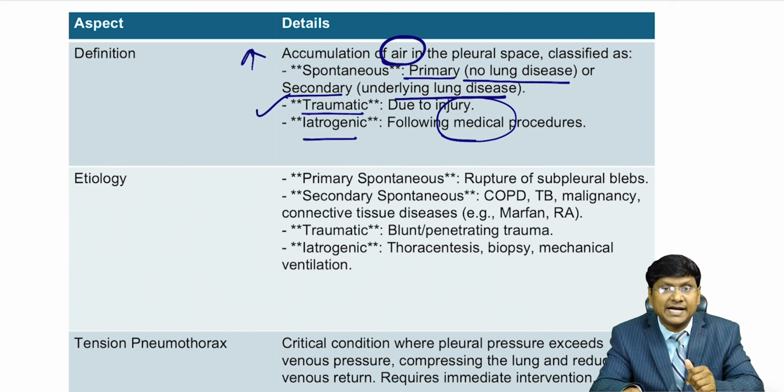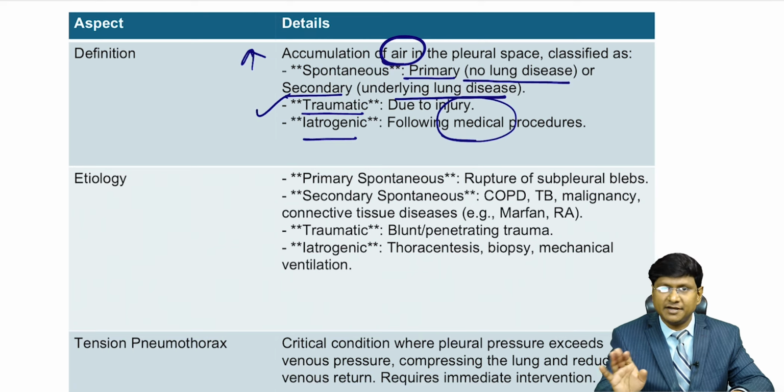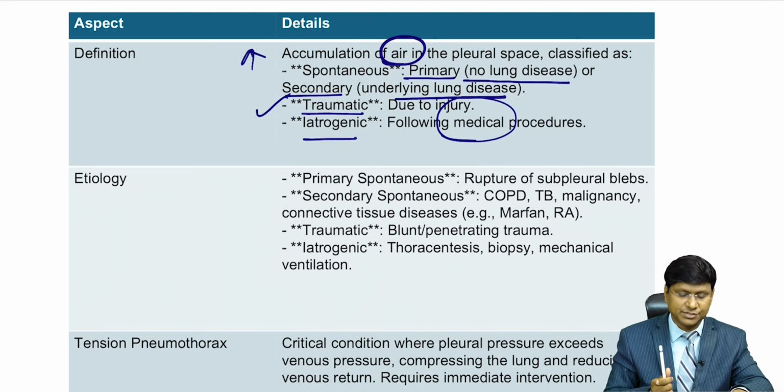So in case of the iatrogenic pneumothorax, the etiologies will be insertion of central venous catheter and patient placed on mechanical ventilator causing pulmonary barotrauma. That is what is your iatrogenic pneumothorax.